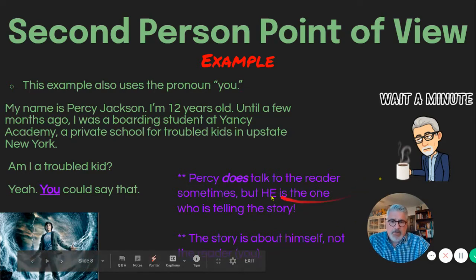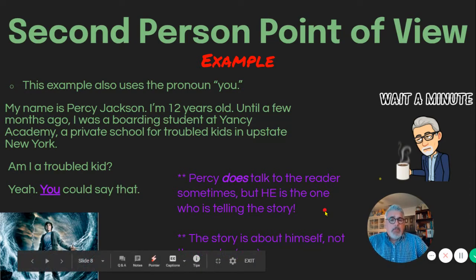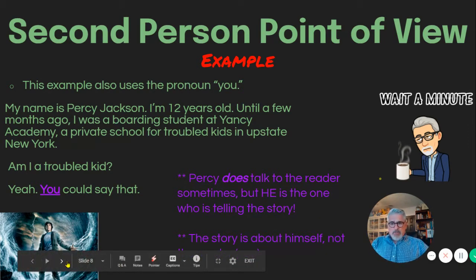Let's break it down. Percy does talk to the reader sometimes, but he is the one that is telling the story. He is going to tell us his story. The story is about himself, not about us. In the book of Percy Jackson, they're trying to bring the reader closer to the book, so we develop feelings toward Mr. Percy Jackson.